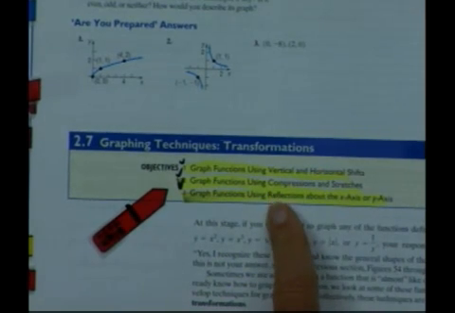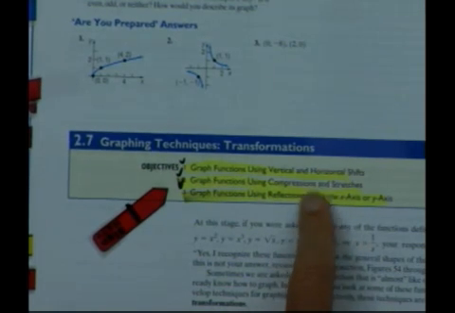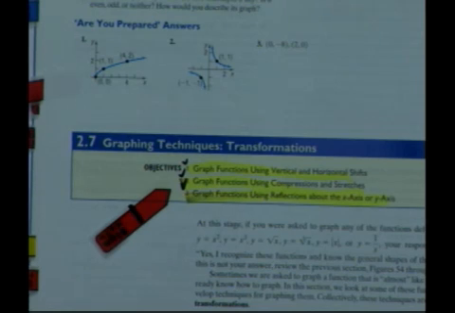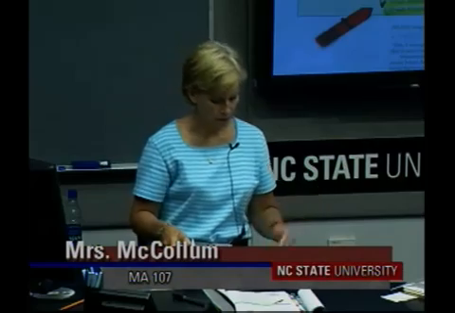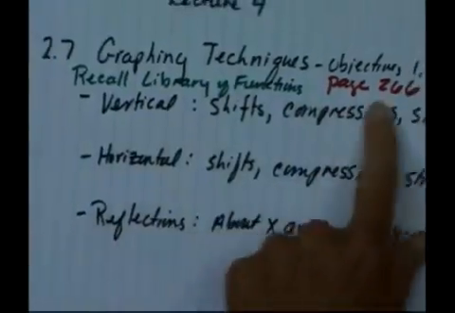Now, because I always think I know better than the textbook, I have a little bit different organization for this. We're going to do everything with the vertical first so that our brains are focused on vertical stretches, vertical compressions, and vertical shifts. And then we're going to do everything with horizontal. I find that that gives us a little bit better flow. And don't worry, I've already told our textbook author, I think you need to rearrange this section. Okay, so we're going to be working on that today.